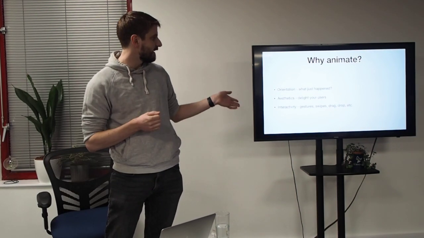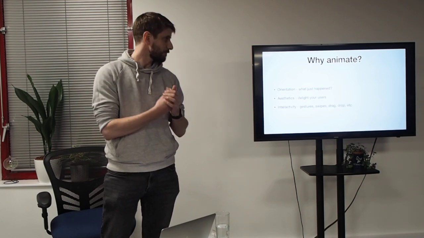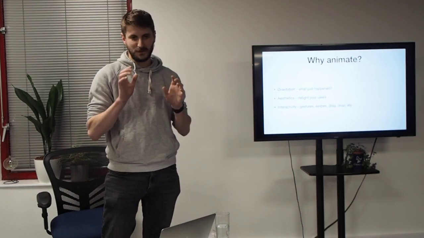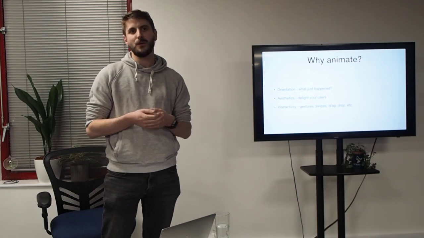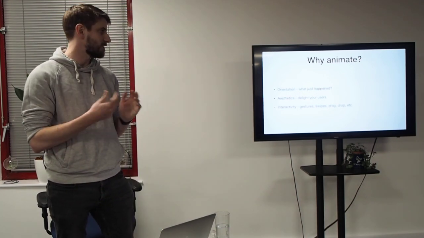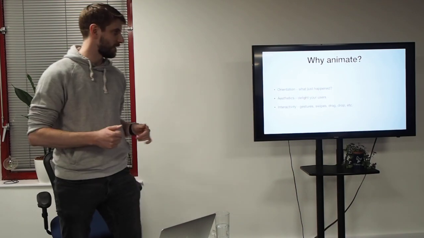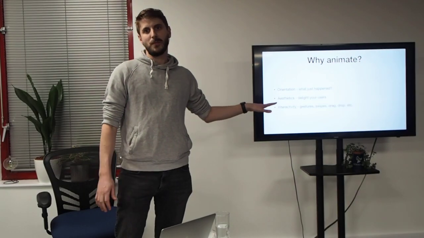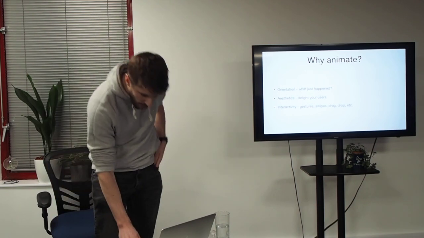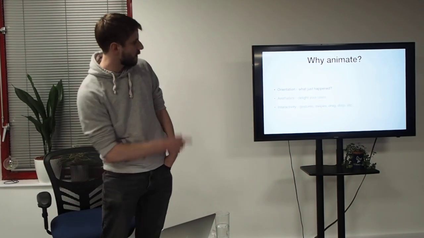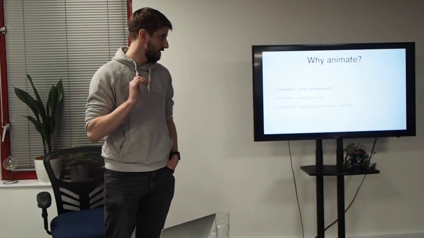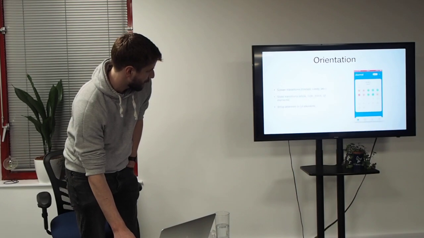The second thing is aesthetics. So this is purely aesthetic things to delight your users. So kind of little things to grab your attention and make your app look cool. And the final thing is interactivity. So we're talking about gestures and swipes and drags and drops. And I think this last one is becoming a lot more commonplace these days. So I'm going to talk about these three things individually, and I'm going to give some examples in React Native of how you do these. So we're going to start off with orientation.